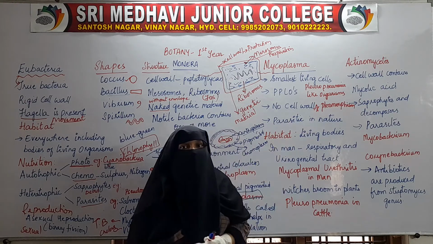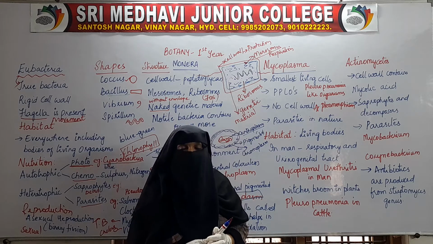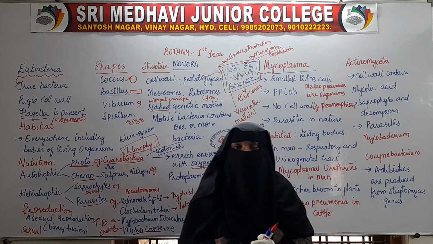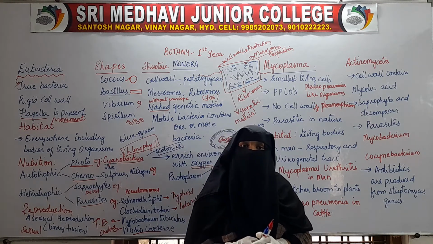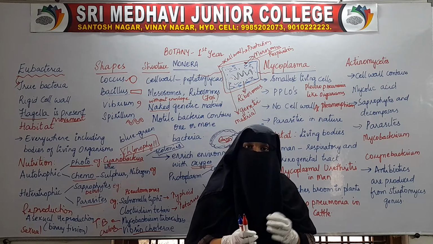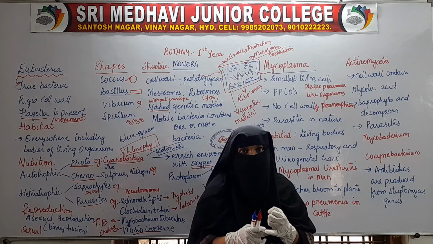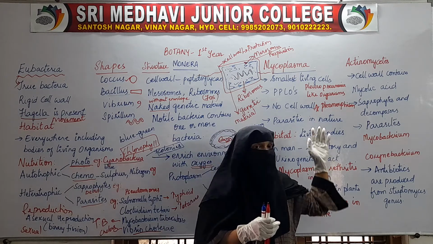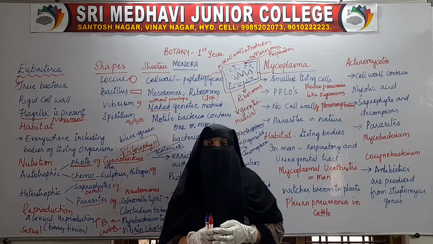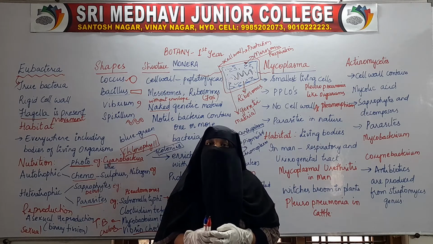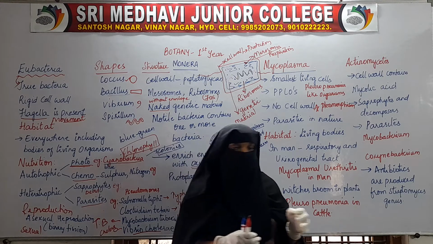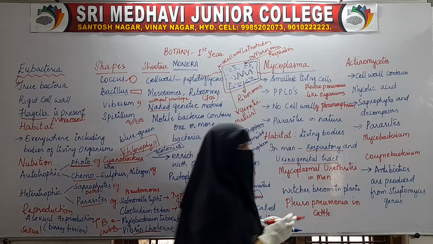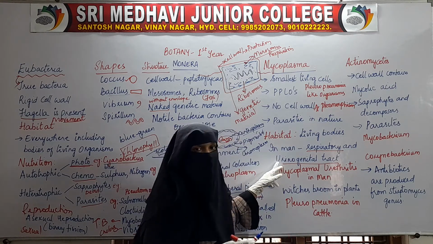These mycoplasmas are parasitic in nature. That is, they live in the bodies of living organisms, such as plants, animals and human beings, and cause disease to them. In man, they are found in the respiratory tract and urinogenital tract.